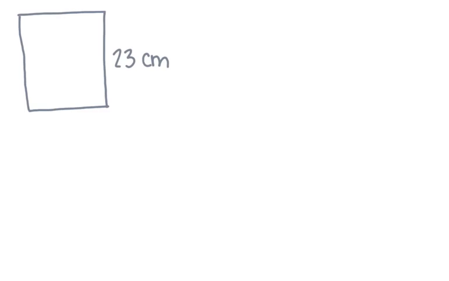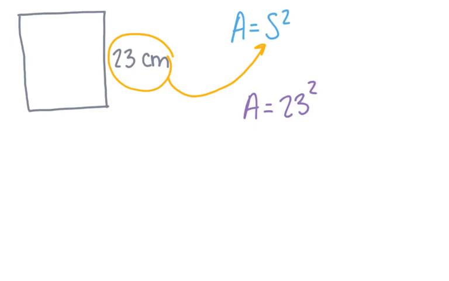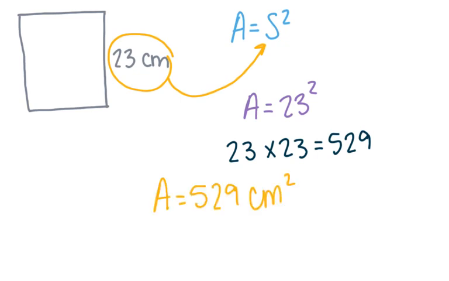Example 2. We have a square that has a side length of 23 centimeters. So what is the area of this square? So we're going to use our area of a square formula, and that is A is equal to s squared. And now we can take our side length and we can plug it in for s. So now we have an expression of 23 squared, and now we can solve for the area. So 23 times 23 equals 529. So our square's area is 529 centimeters squared.